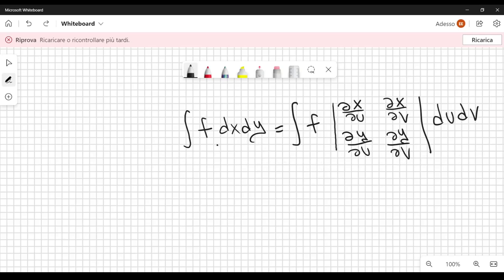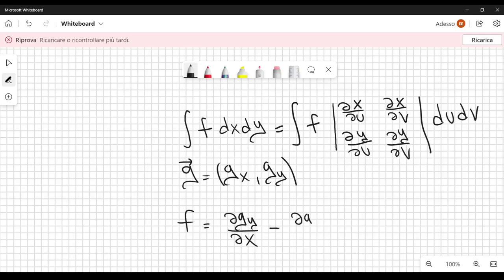I'm still going to use the Stokes theorem, but we are really going to prove directly that this formula holds. In order to do that, I'm going to define a vector function g, which is made up of two components, gx and gy. And I'm going to define this function such that f is equal to dgy/dx minus dgx/dy. So basically, it's as if we were considering the curl of the function g, and then we put it equal to f.